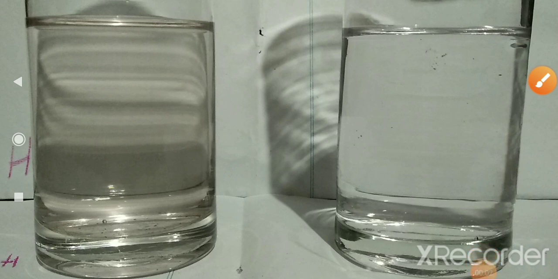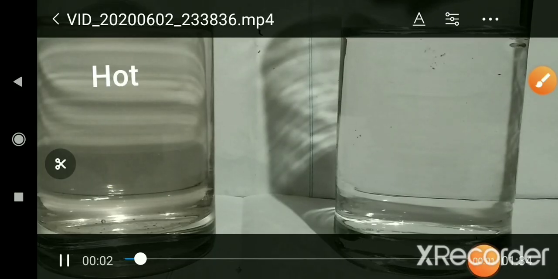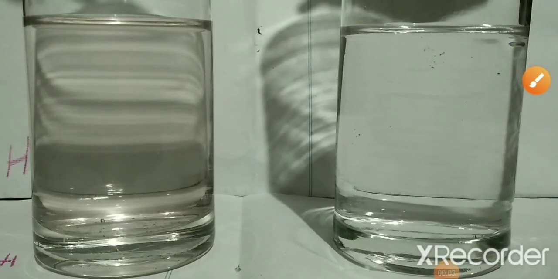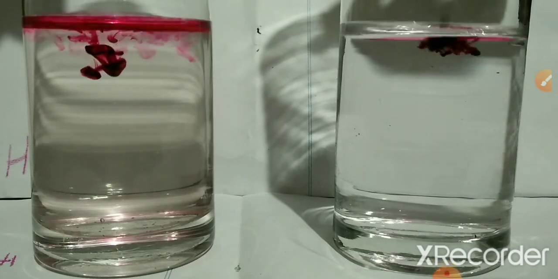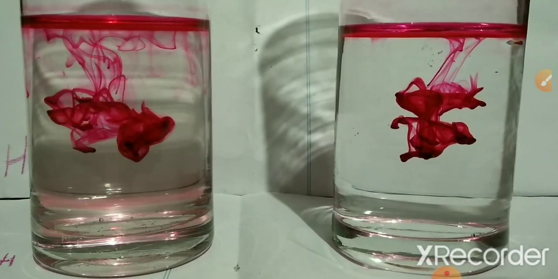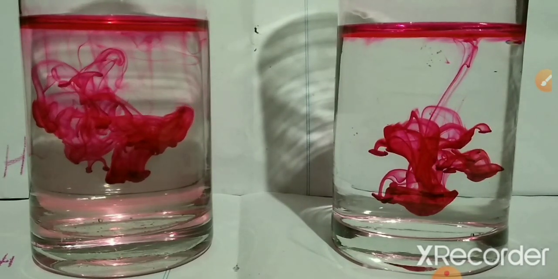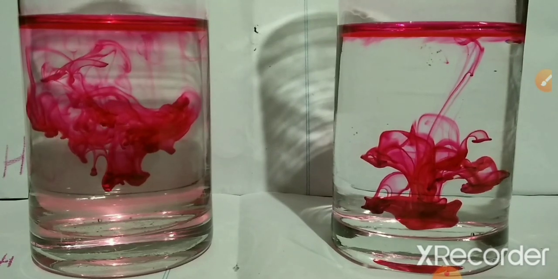Dear friends, here we took 2 glasses of water. One is hot water, that is marked here on the left side, and another is cold water. Now let's perform the experiment. We added a drop of dye in each glass. Now we can clearly observe that the dye in the hot water glass is mixing more rapidly than the dye in the cold water glass.